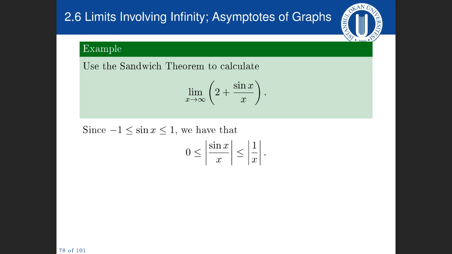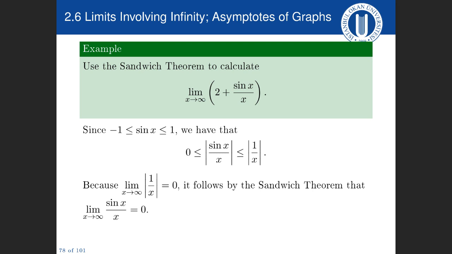Well, we know that sine x is between -1 and 1. So it's sine x divided by x, and then take the absolute value of it. That must be between 0 and the absolute value of 1 over x. The limit as x tends to infinity of the absolute value of 1 over x. We don't need the absolute value sign here if x is getting bigger and bigger and bigger. The limit of 1 over x is just 0.